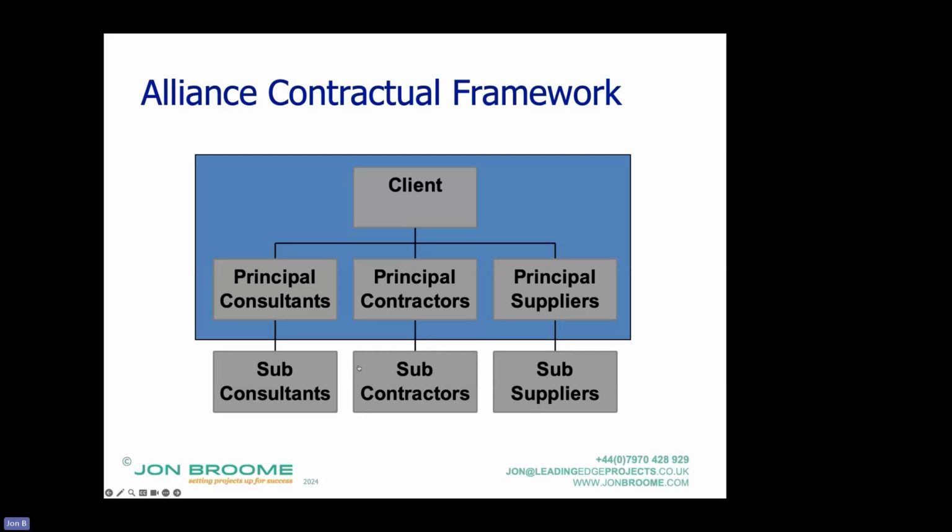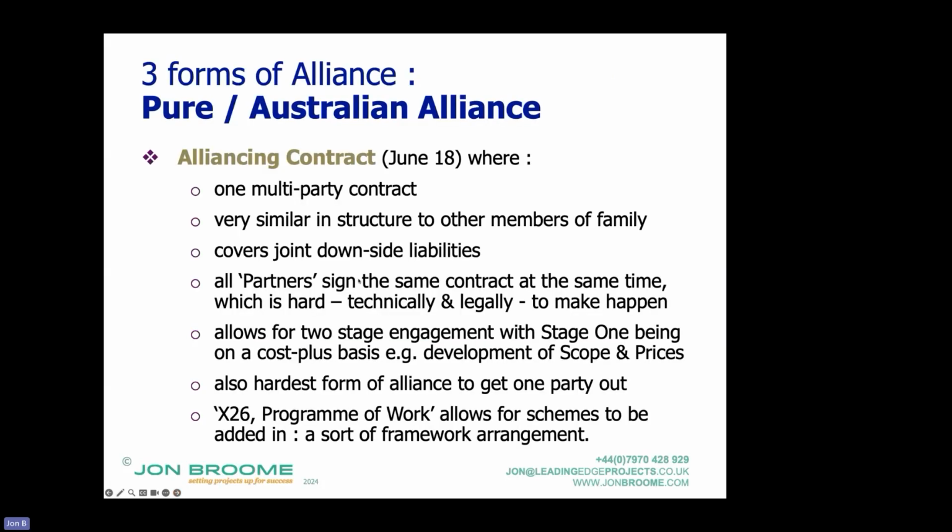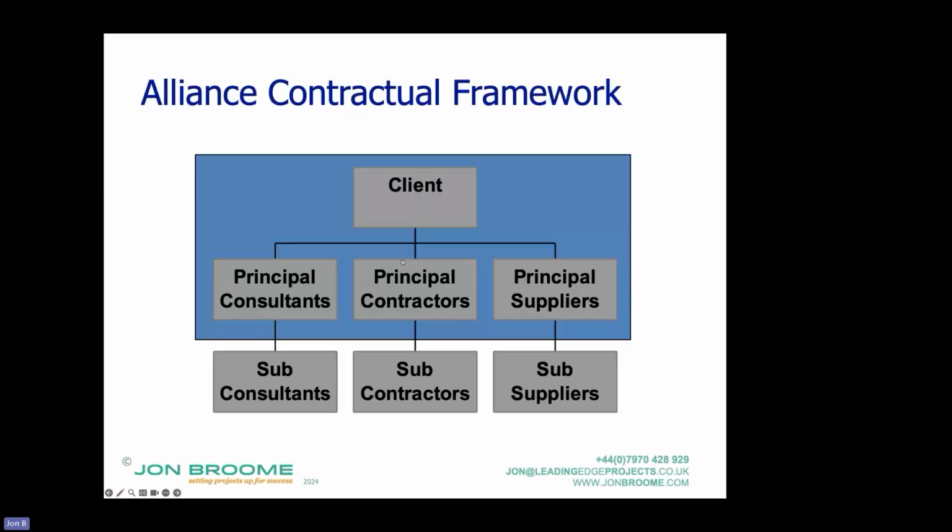What an alliance does is it aligns the motivations of all the key parties to the success of the overall project. And as per the previous slide, there's 3 basic alliances. Let's firstly do the alliance contract as published in June 2018. It's one contract. So instead of having 3 separate contracts with the client, everybody signs the same contract at the same time. Okay.